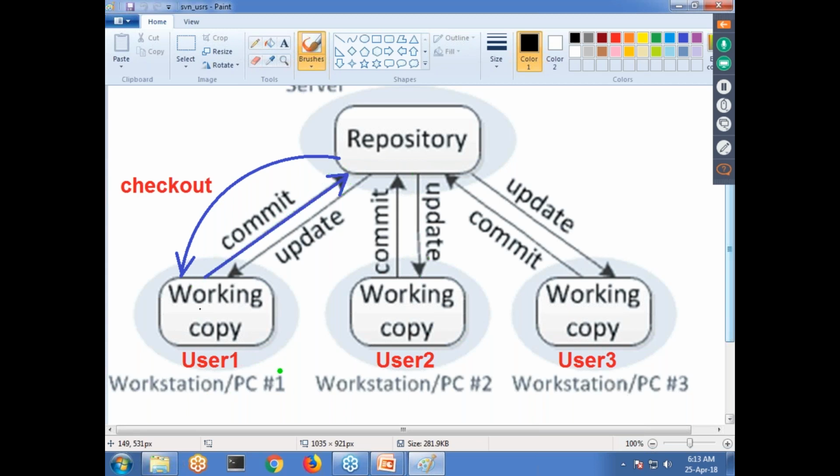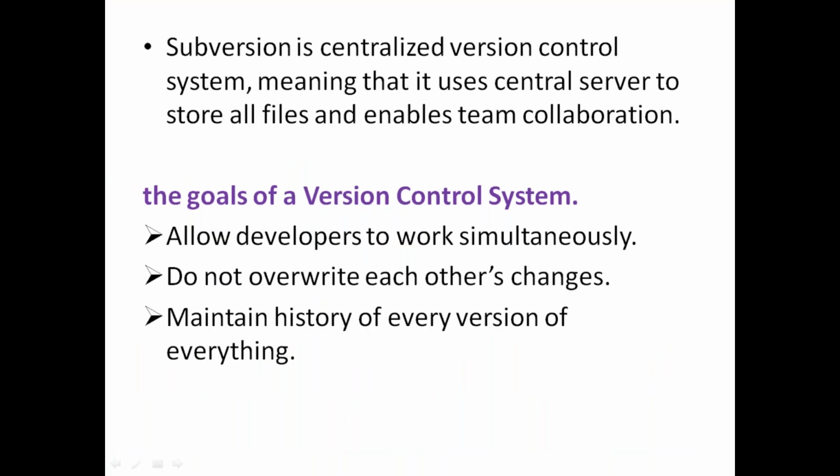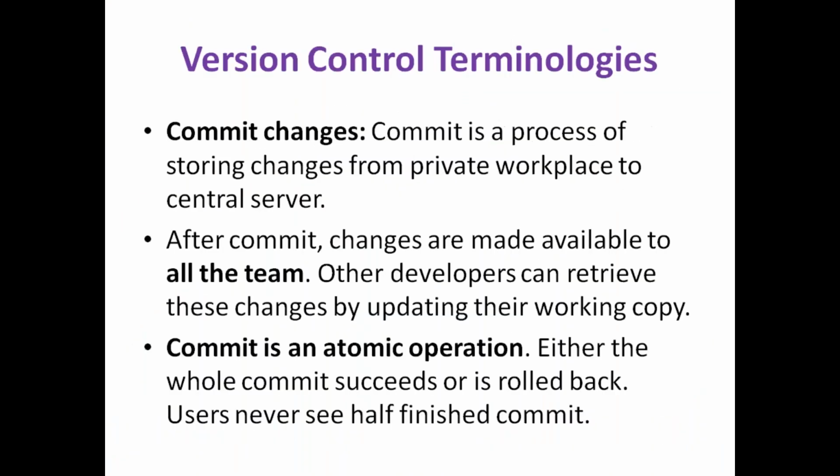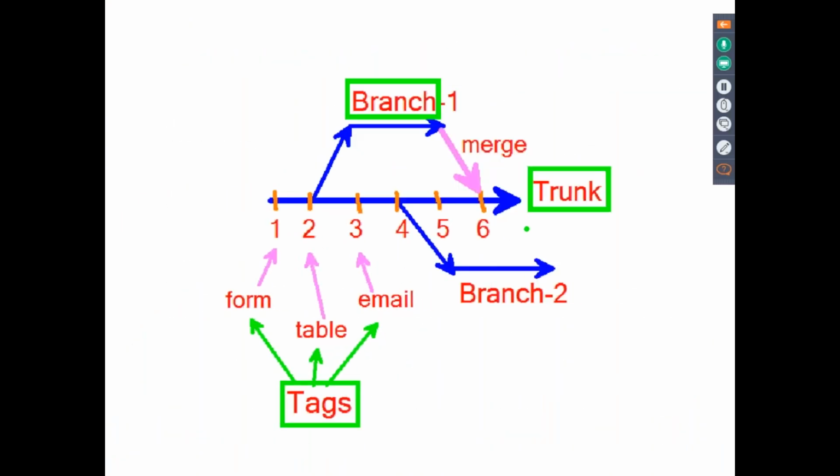We also discussed SVN terminology: trunk, tags, and branches. Trunk is the main, primary branch, where development happens. Tags are named snapshots. For every revision, we can provide a tag, and with the help of tags we can access specific versions of the repository.